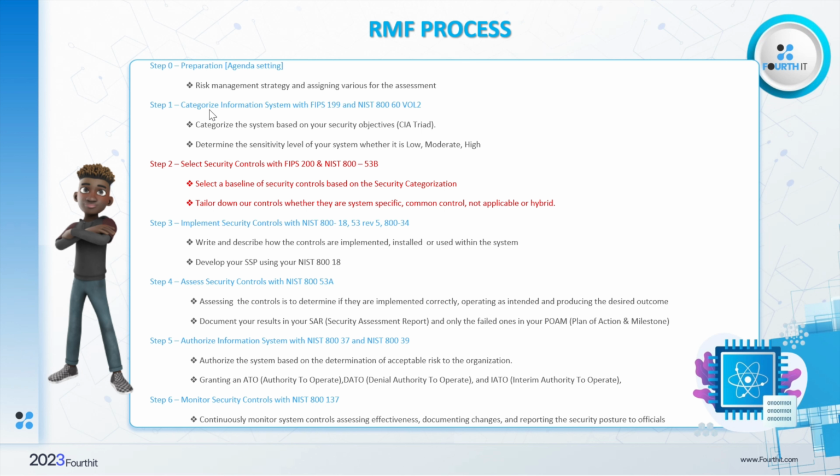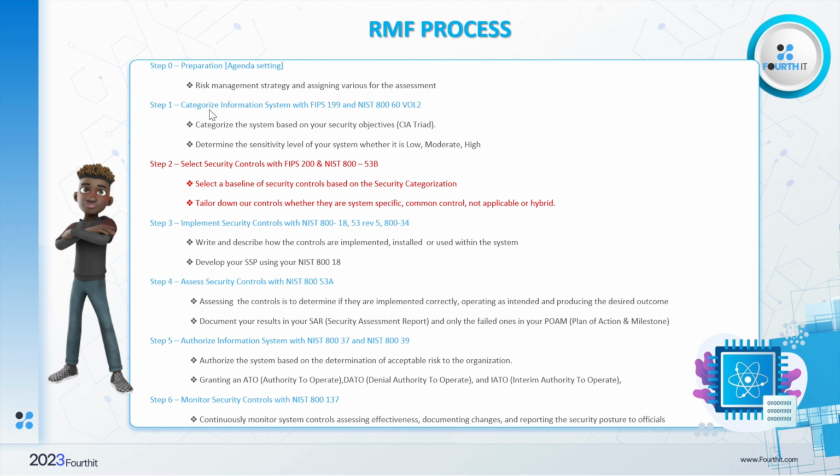After we have done that, we move to the categorization. What do we do during categorization? Now, we use the FIPS 199 and the NIST 800-60 Volume 2 to do that. Now, we categorize our system based on our security objectives. And we are trying to determine the sensitivity level of our system, whether it's low, moderate, or high.